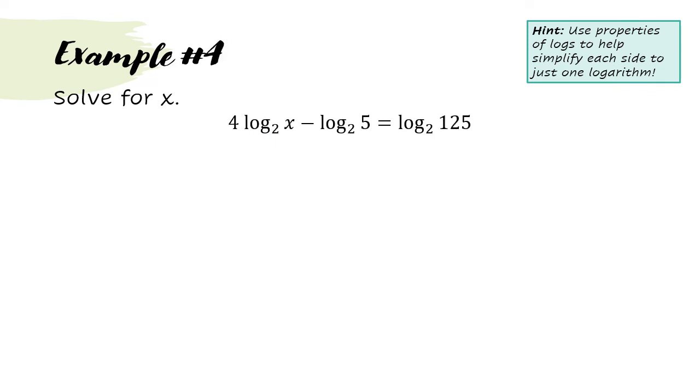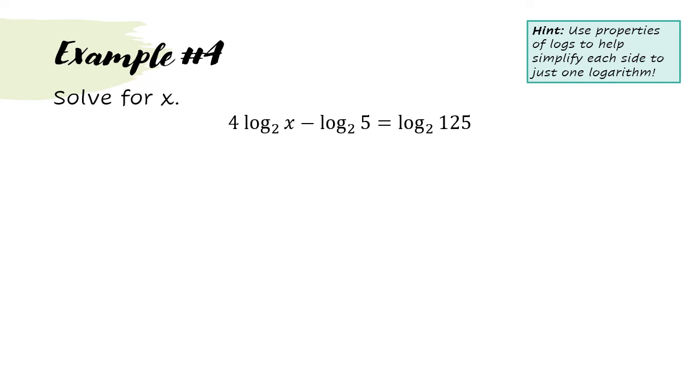So 4 times log base 2 of x minus log base 2 of 5 is equal to log base 2 of 125. I kind of want to start this in the same way. Maybe you want to actually pause the video and give this a try yourself. That would be a good idea. But I'll go ahead and work on solving it now.